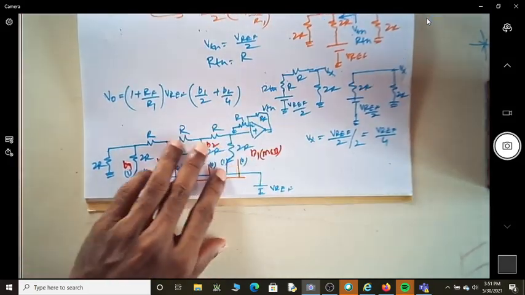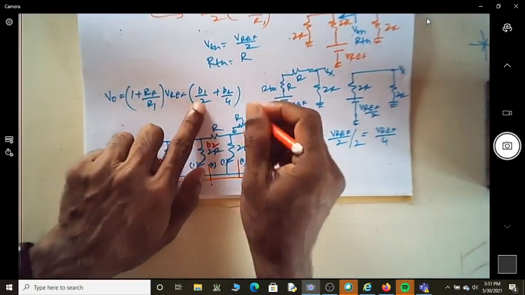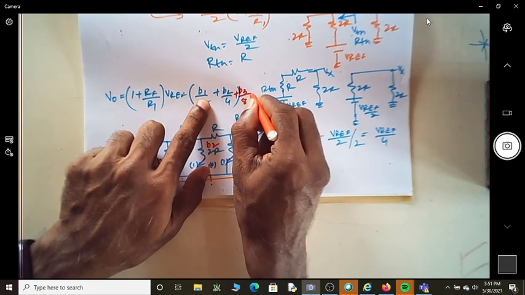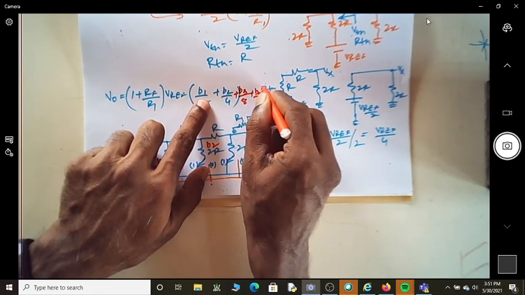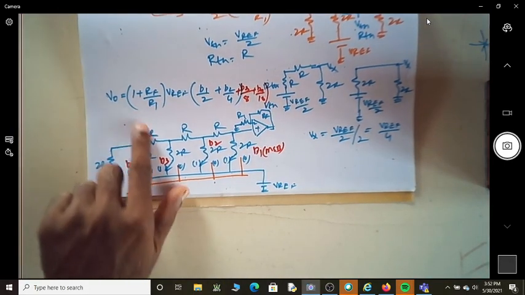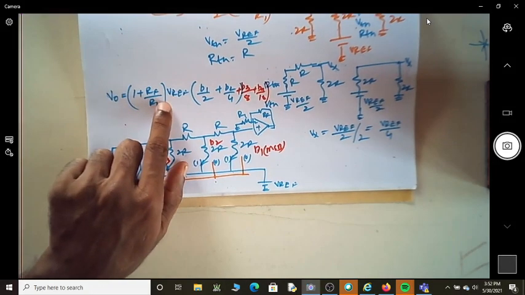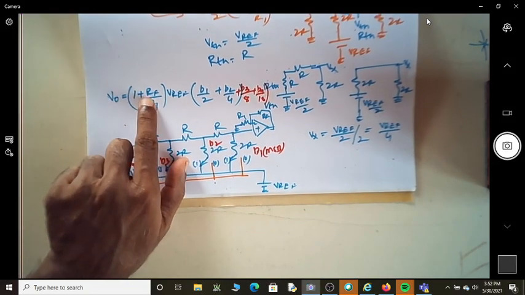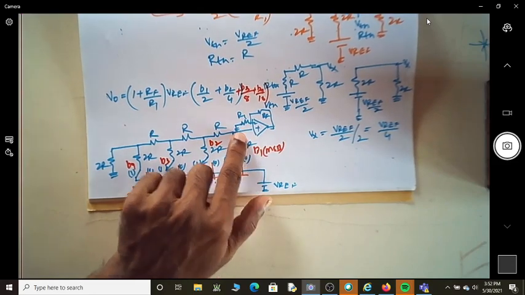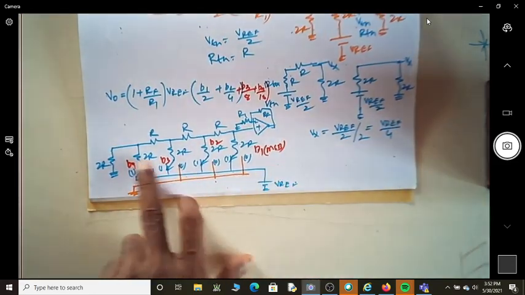So if you want to write the expression over here, it is the same expression. You can write two more bits: B3 by 8 plus B4 by 16. So this is just an extension of two more bits to the earlier expression, because it is the same gain that you have. So it is 1 plus Rf by R1, and the voltage at this point, now instead of only 2 bits you have 4 bits.